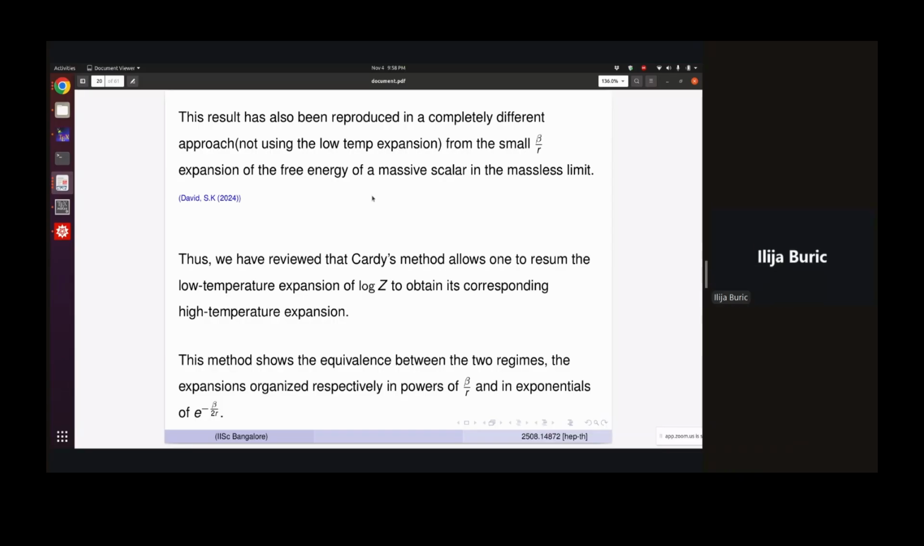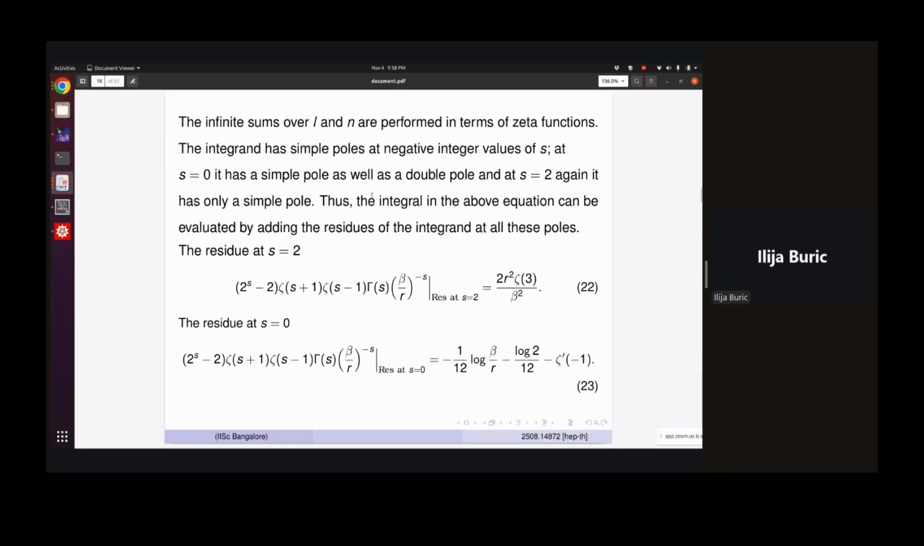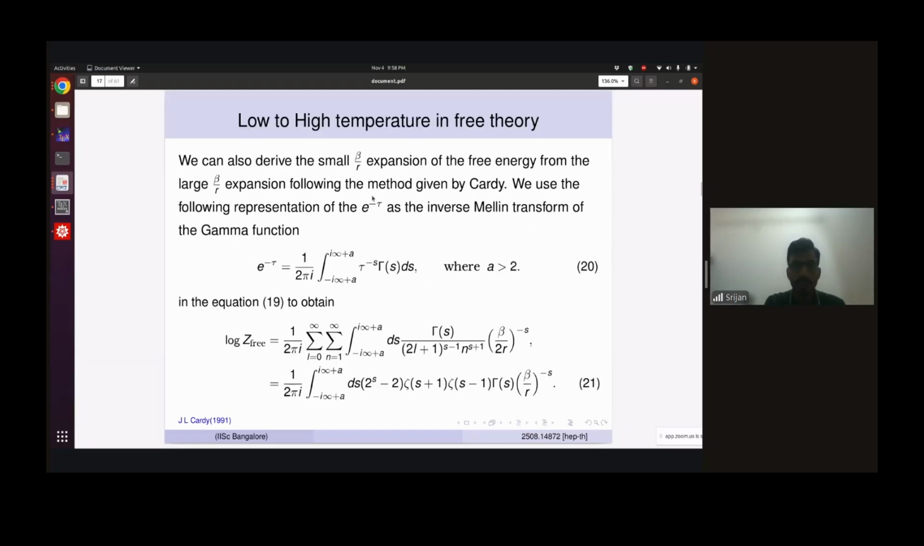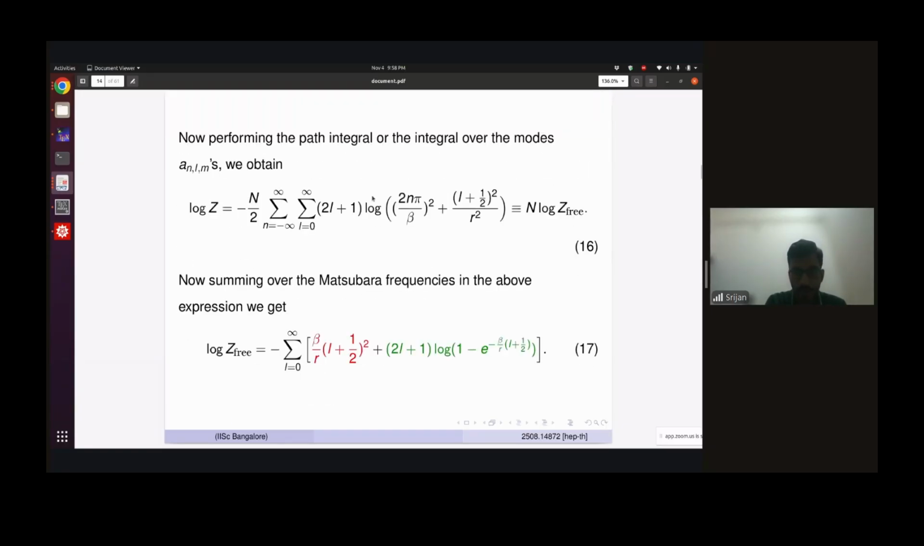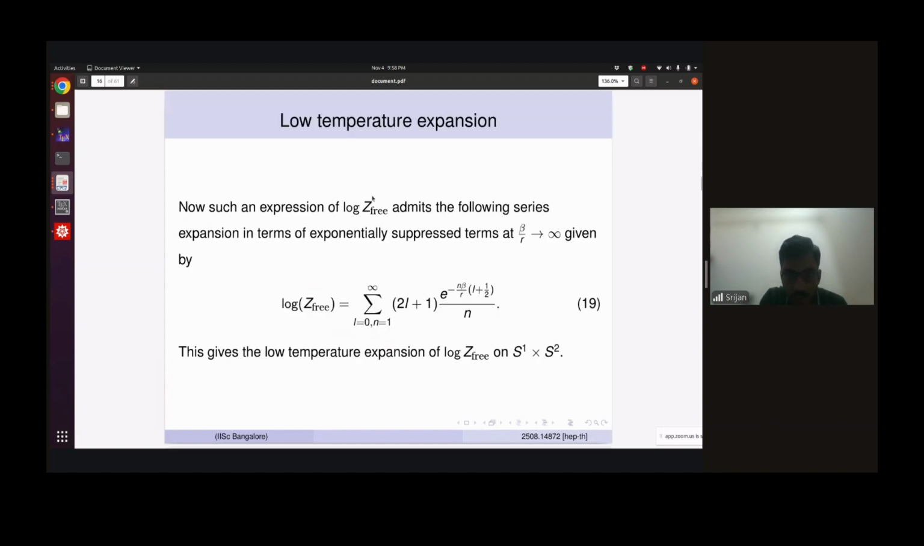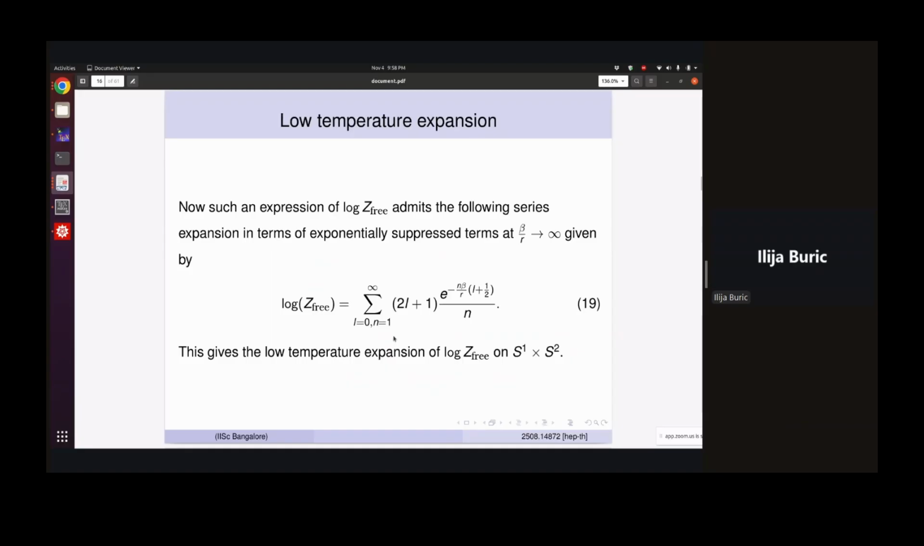Sorry, can I just ask or comment? I think the low temperature expansion is convergent. The high temperature expansion is asymptotic. I think the low temperature expansion is also very involved in that sense. Well, wait. In the free theory, this is just this, right? In the free theory.